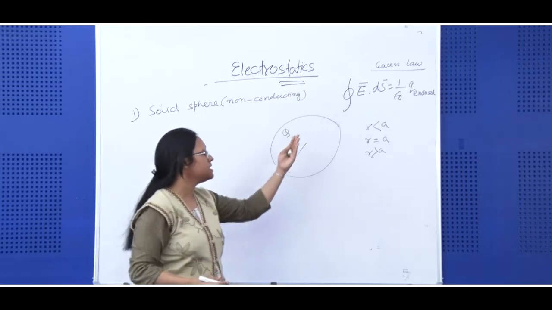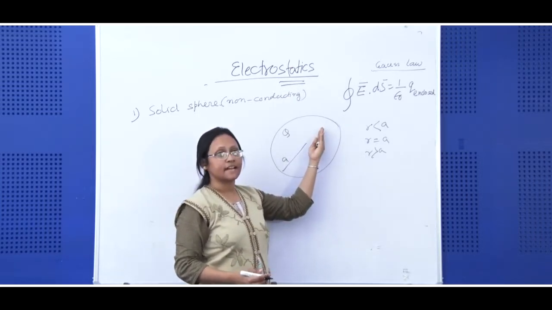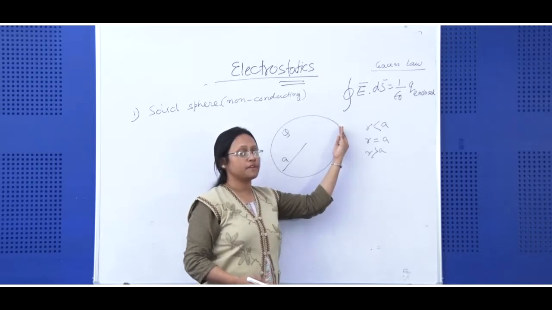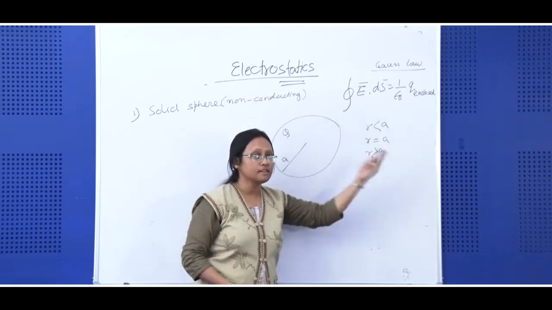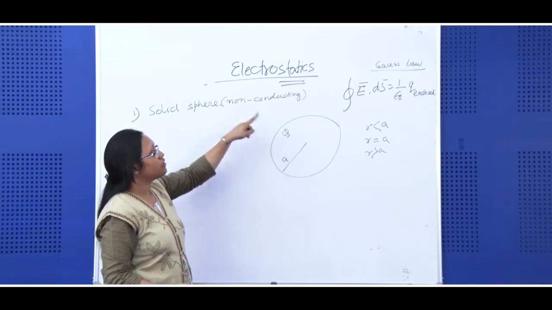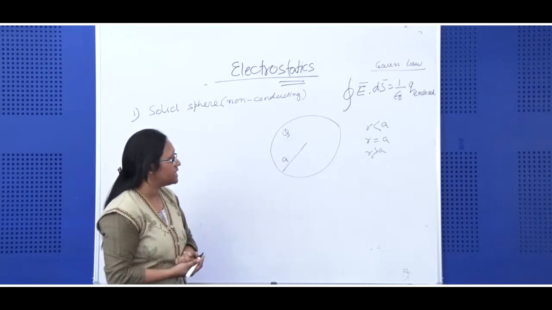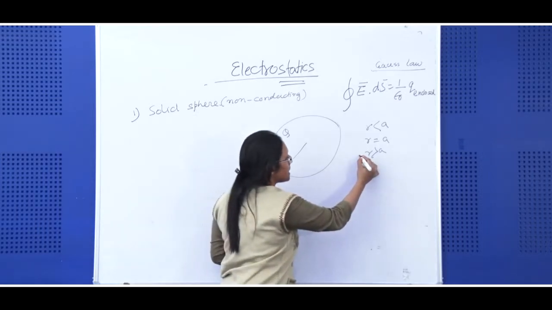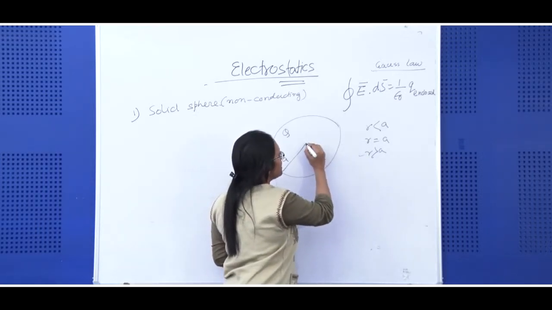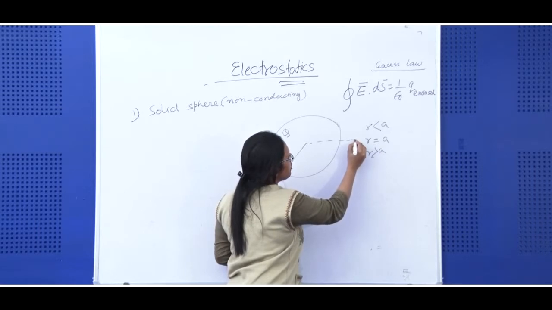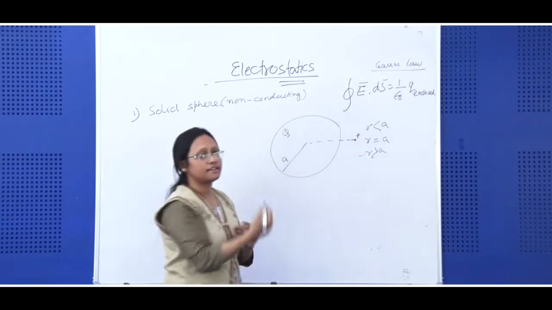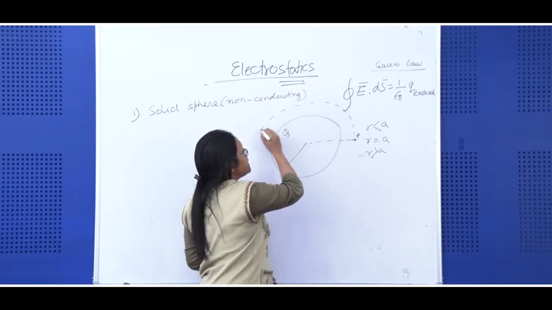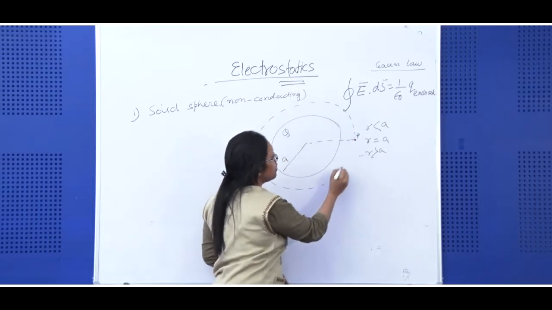In these three regions, r less than a means inside the sphere, r equal to a means on the surface of the sphere, and r greater than a means outside the sphere. Using Gauss's law, we will find the electric field intensity at those points. We look at the last one first. So r greater than a means it is a point P which is outside the sphere. So we can draw our Gaussian surface here of radius r.